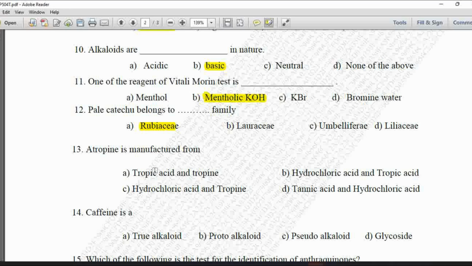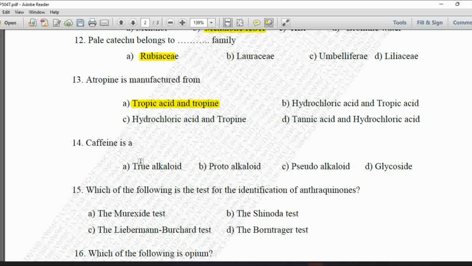If we see the chemical reaction which is used for the synthesis of atropine, here in this chemical reaction tropic acid and tropine both are used. So atropine is manufactured from tropic acid and tropine in the presence of hydrochloric acid. This reaction takes place. So option A is correct, that is tropic acid and tropine.